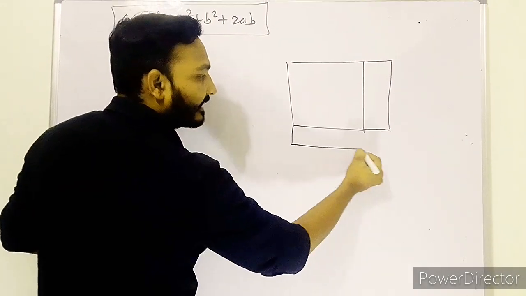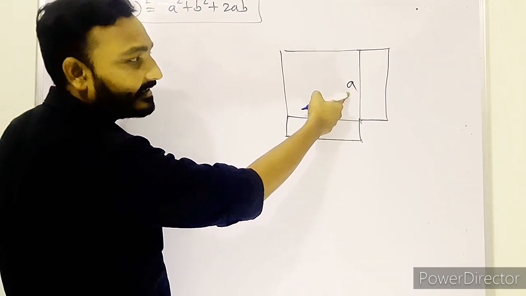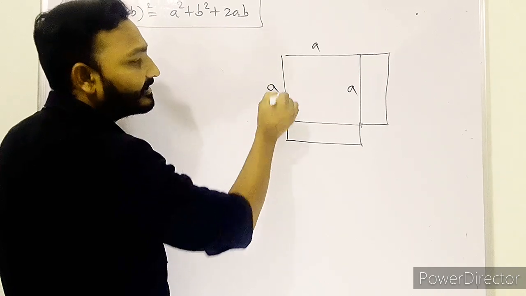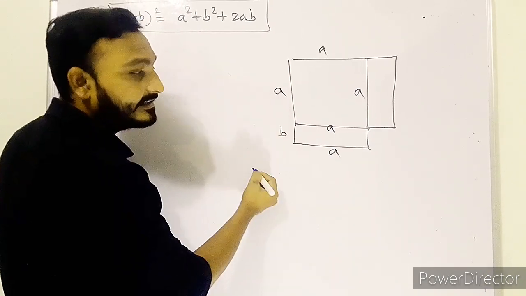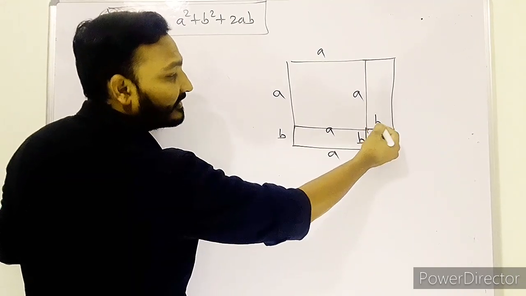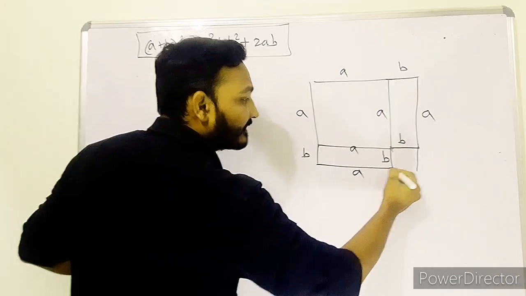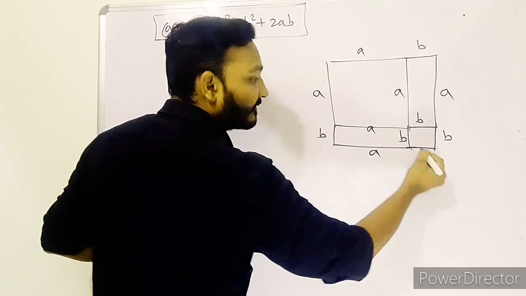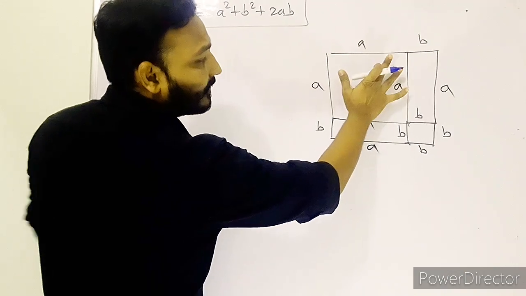This side is a rectangle. The length of this rectangle is a, and this one is also a, this length is also a, and this length is b, this one is b, and here also this is nothing but b, and this one is also b. Now check what is the area of this square.